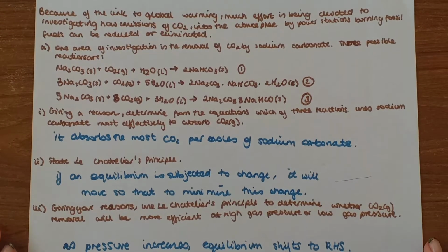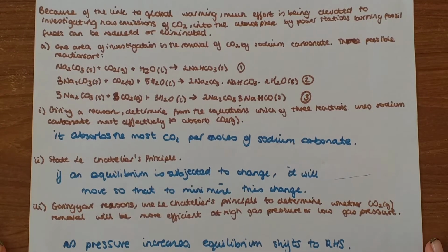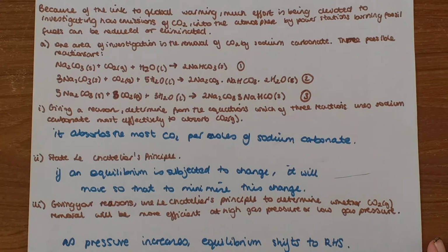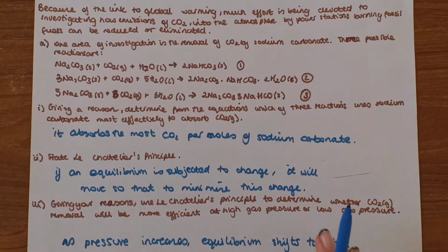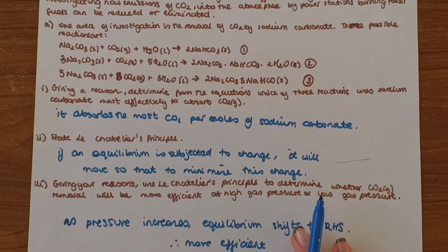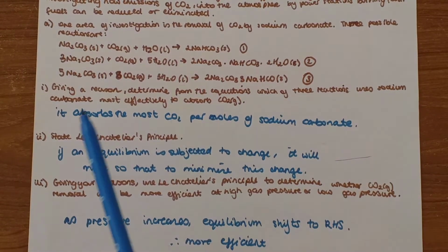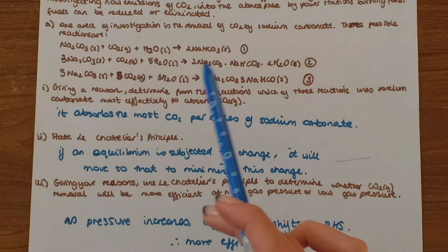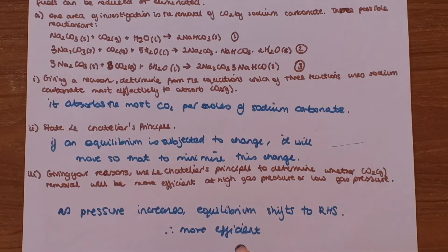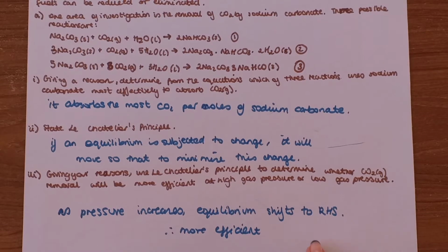Because of the link to global warming, much effort is being devoted to investigating how emissions of carbon dioxide into the atmosphere by power stations burning fossil fuels can be reduced or eliminated. One area of investigation is the removal of carbon dioxide by sodium carbonate, and three possible reactions are as follows. Our first part says, giving a reason, determine from the equations which of three reactions uses sodium carbonate most efficiently to absorb carbon dioxide.